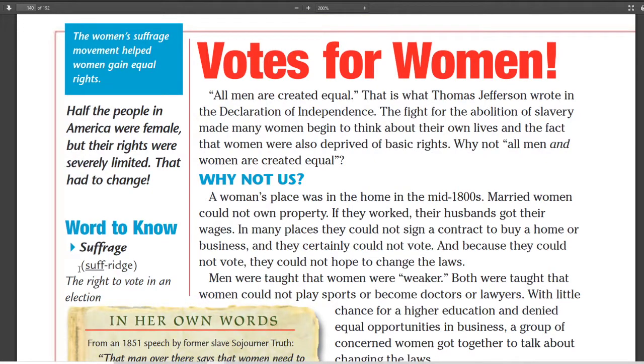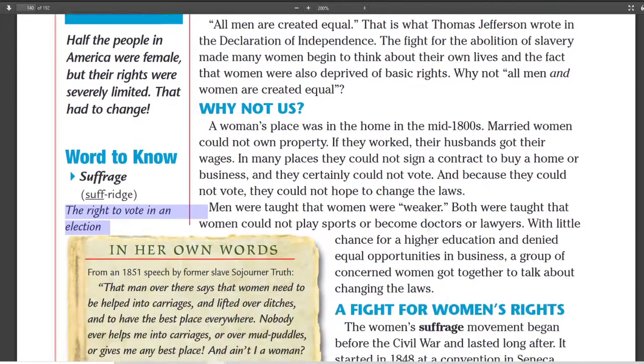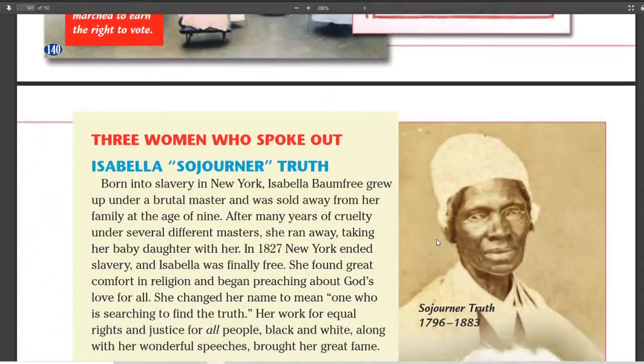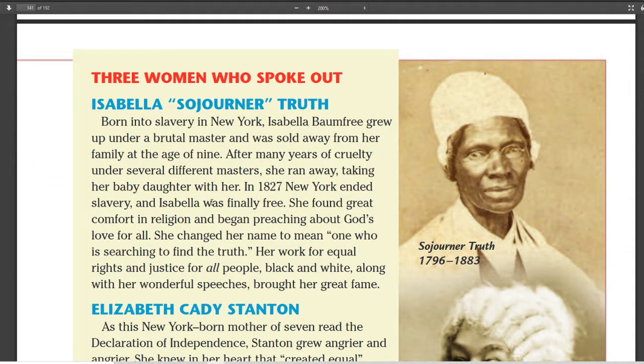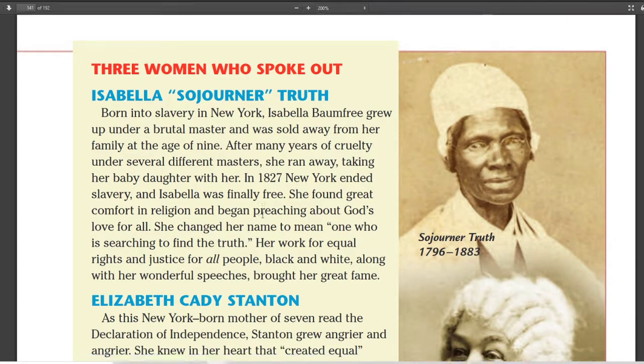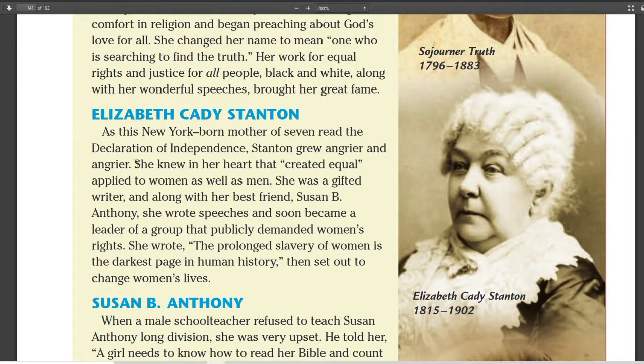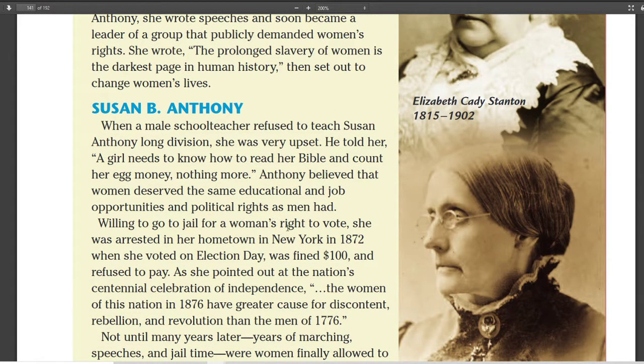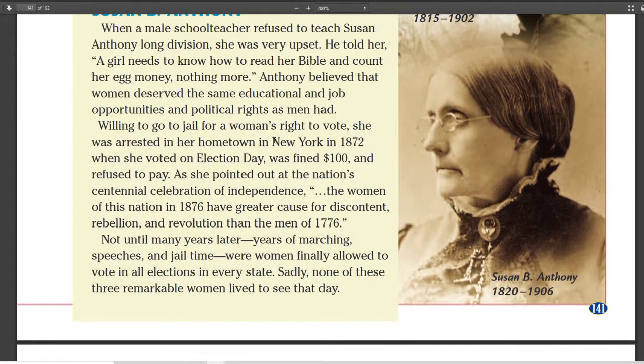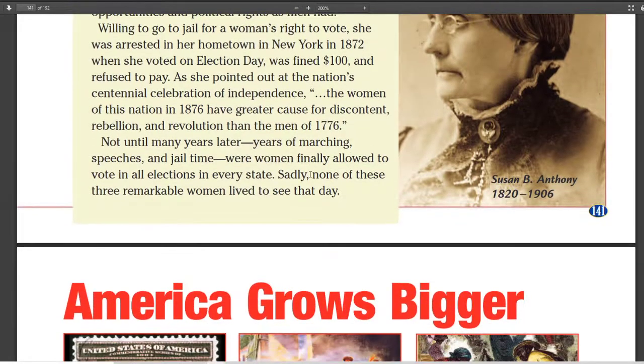And then we get to women, suffrage, the right to vote in election. Make sure you know that word. And then we've got our three people here. Isabel Sojourner Truth, she was an escaped slave, and became a suffragette. Elizabeth Cady Stanton was a gifted writer, made speeches. Susan B. Anthony was all about getting the right to vote. In fact, she was arrested one time for voting illegally.